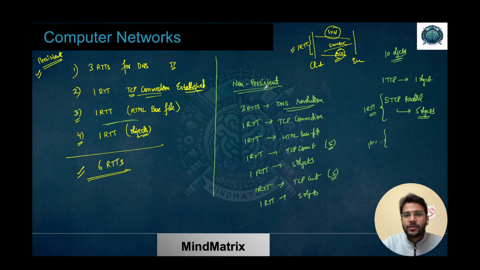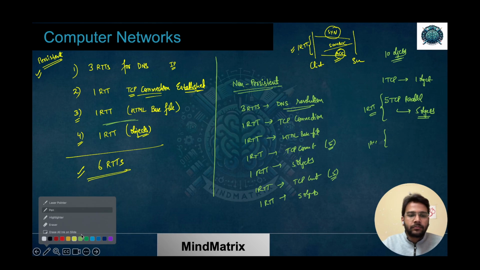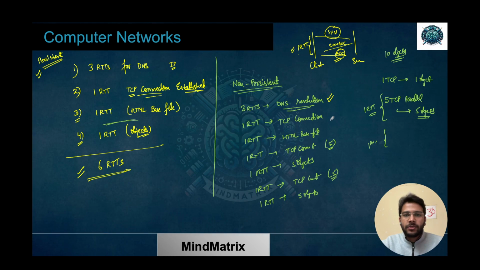Let me explain again in case of non-persistent. First we need to do the DNS resolution. So 3 RTTs are required because it is a 3-tier hierarchy in case of DNS, as given in the question. Then we need to establish the TCP connection, right? That takes one RTT. Then to get the HTML base file, we need one RTT. Then we can have 5 parallel connections. So in order to establish 5 parallel TCP connections, we need just one RTT, because at a time 5 TCP connections can be maintained, right?